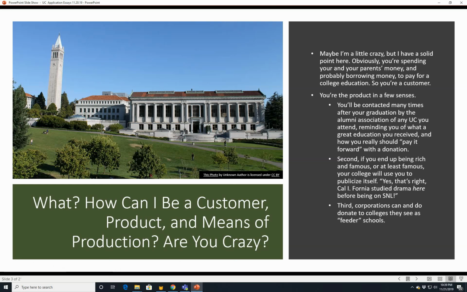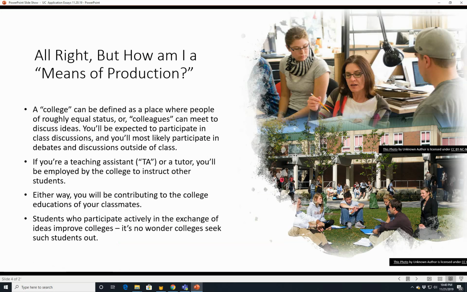Second, if you end up being rich and famous, or at least famous, your college, your UC school, will use you to publicize itself. That's right, California studied drama here before being on Saturday Night Live. And third, corporations can and do donate to colleges they see as, in quotes, feeder schools that give them engineers and accountants and anybody else they might need to run their business. All right, but how am I a means of production?